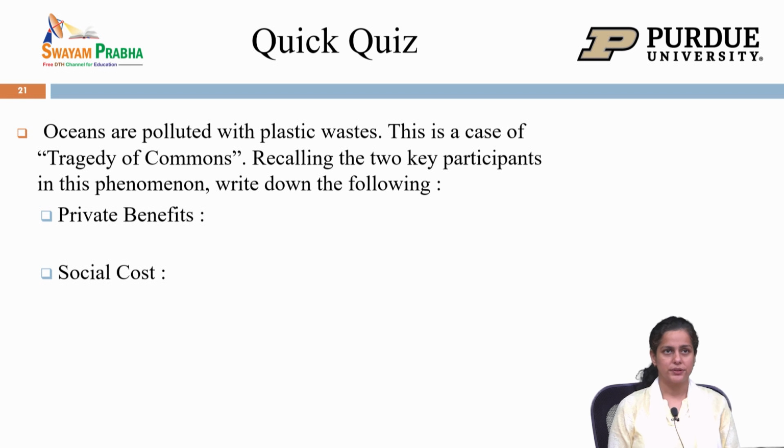The first question here is, oceans are polluted with plastic wastes. This is considered a case of tragedy of the commons. Recalling that there are two key participants in this phenomenon, write down the following. First, the private benefits, and then the social cost. Take 30 seconds.